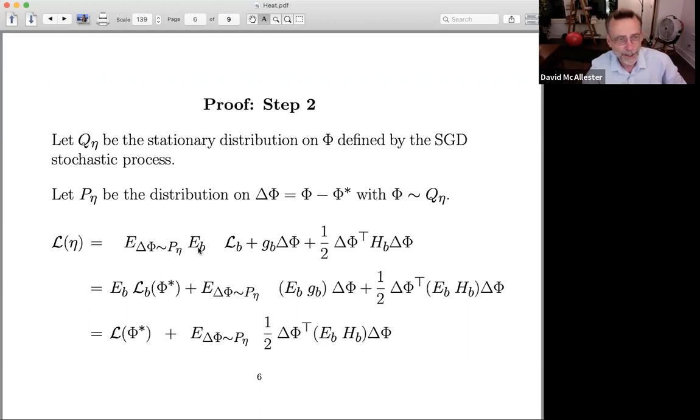And then I'm pushing this expectation over b into this term, and it goes all the way inside to the H, and I get 1/2 the vector's inner product through the average Hessian. Okay, so I get the loss at eta is the loss at phi star, plus this middle term went away, plus this second order dependence. It's looking at the average Hessian.